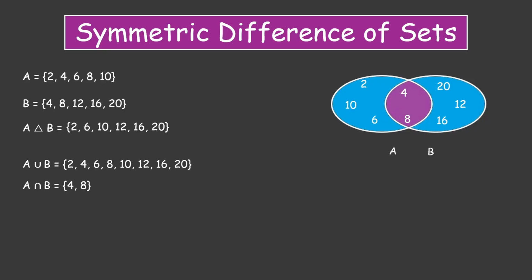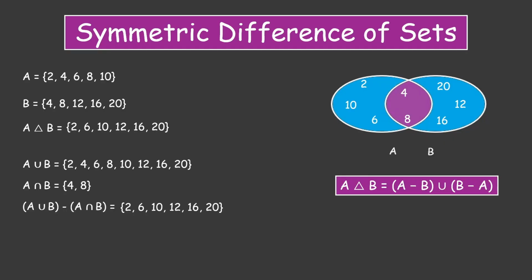How about if we find the difference of these two sets? So we are going to find the difference of A union B and A intersection B. So basically the elements which are in this set but not in this. So apart from 4 and 8, we can just have all of these elements. So that is 2, 6, 10, 12, 16, and 20. But aren't these the elements in this blue part and this blue part, which is actually the symmetric difference of A and B, right?